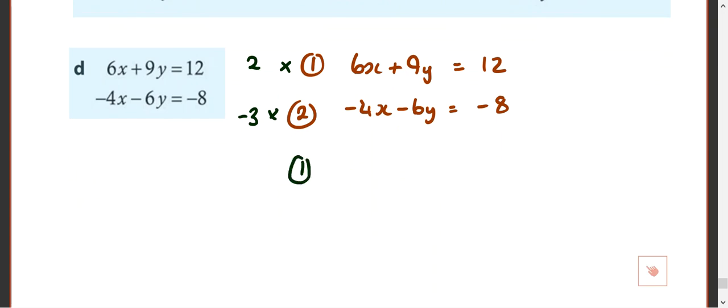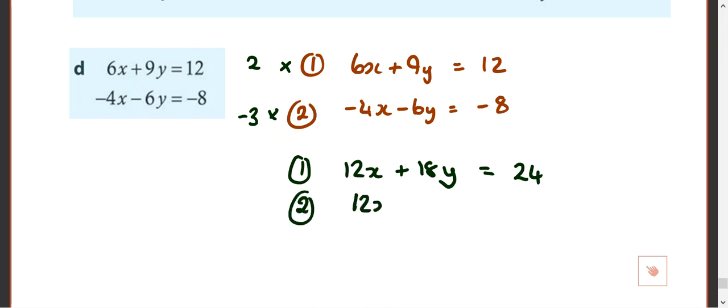So number 1 goes to 12x plus 18y equals 24. Now number 2 goes to 12x plus 18y. Negative 3 times negative 4 is positive 12. Negative 3 times negative 6 is plus 18y. Negative 8 times negative 3 is positive 24. They're the same. Right, so what do I do if I get to this stage? Same line. The same line, right?